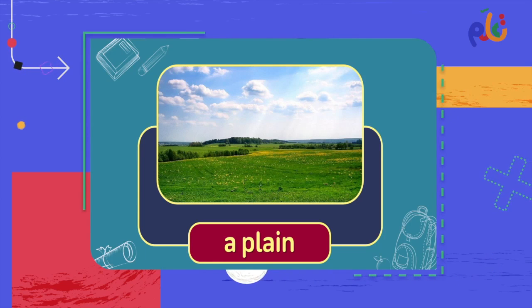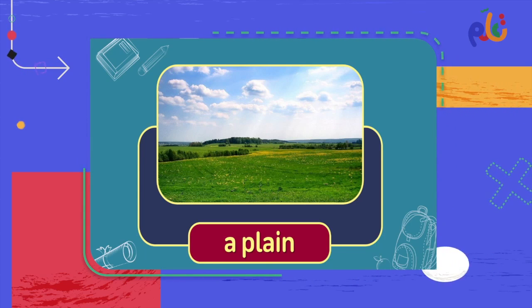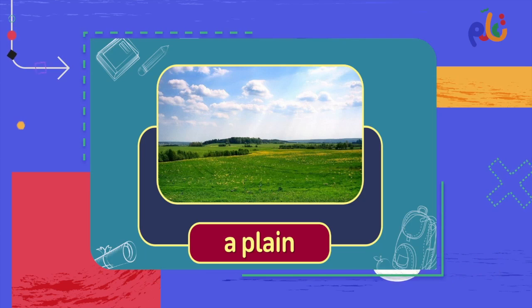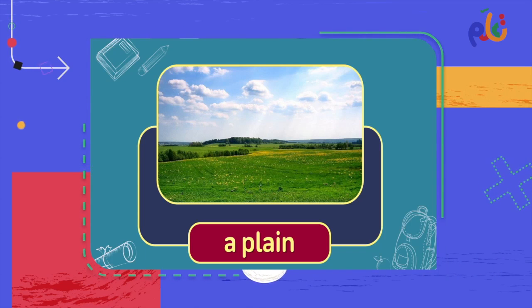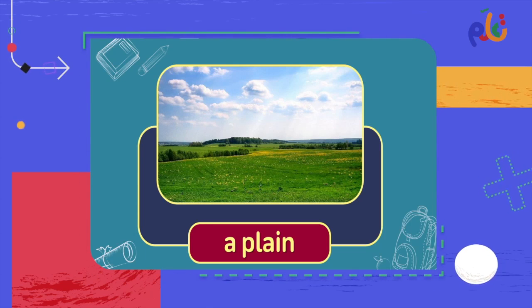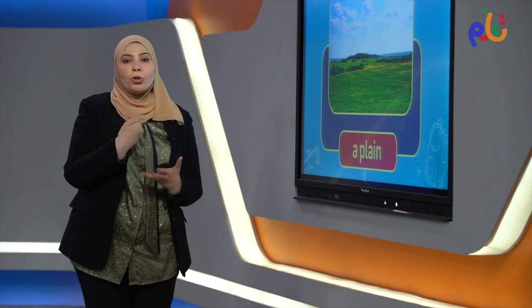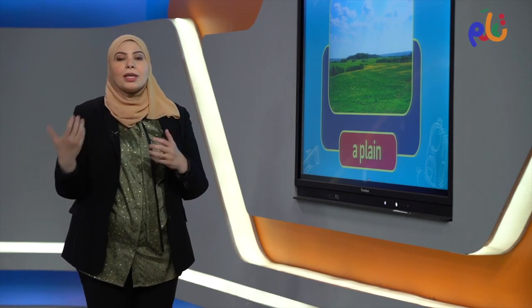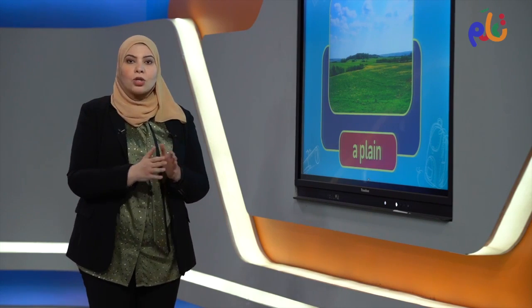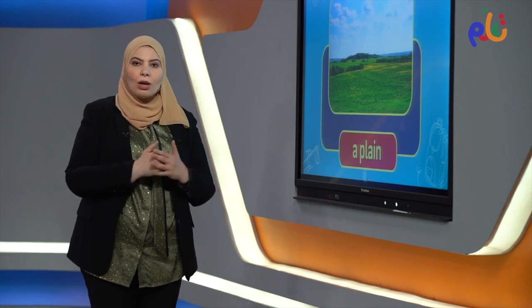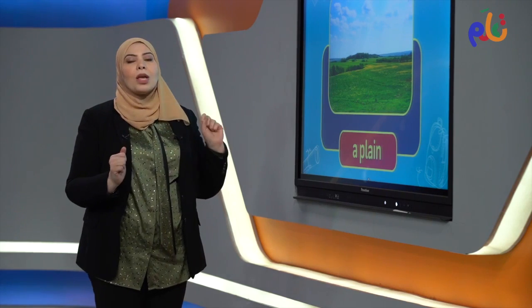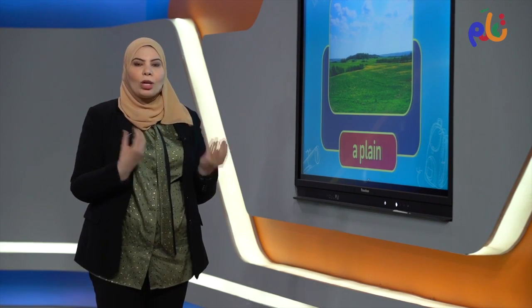And we have a plain. A plain. Plain هو زيه زي الفيلد بالظبط. But the only difference is that when we speak about plain, plain is usually natural without the support of human. But field, it needs human to take care of it. So هو نفس فكرة الحقل أو المكان الأخضر الكبير، بس plain ما بيبقاش للتدخل البشري فيه.